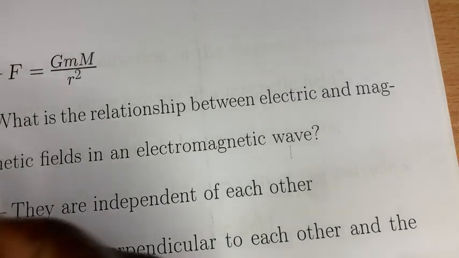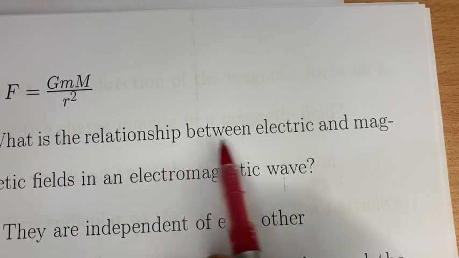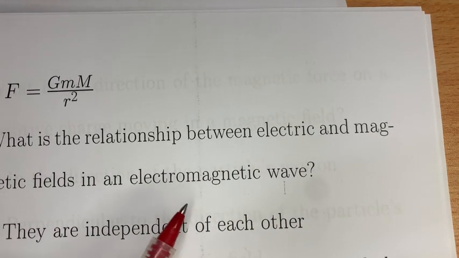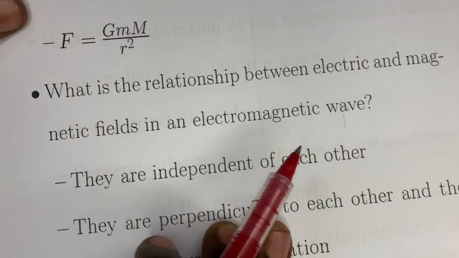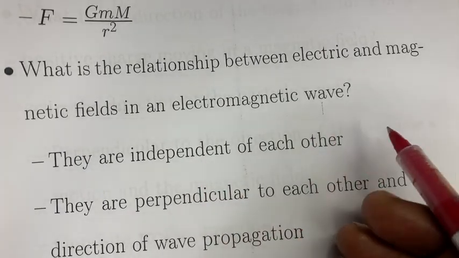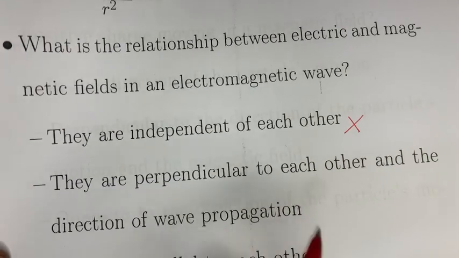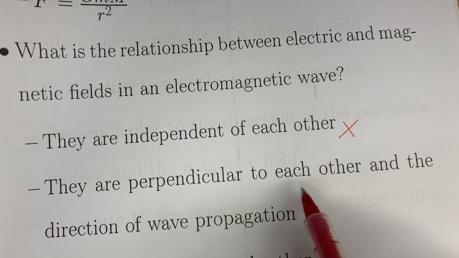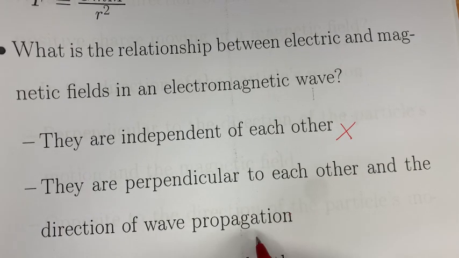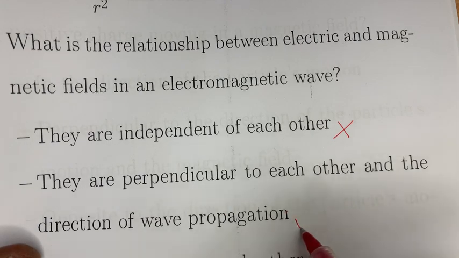The next problem says, what is the relationship between electric and magnetic fields in an electromagnetic wave? Okay, the first option says they are independent of each other, and this is not correct. They are perpendicular to each other and the direction of wave propagation, and this is the correct option, and I will explain why.